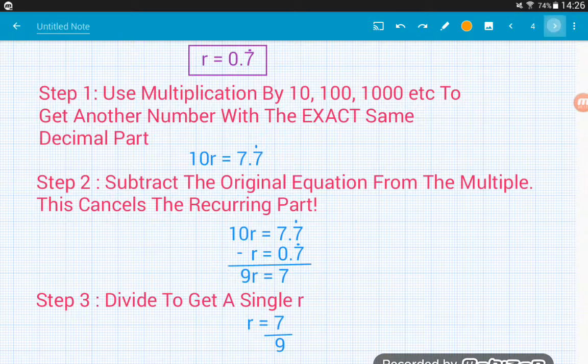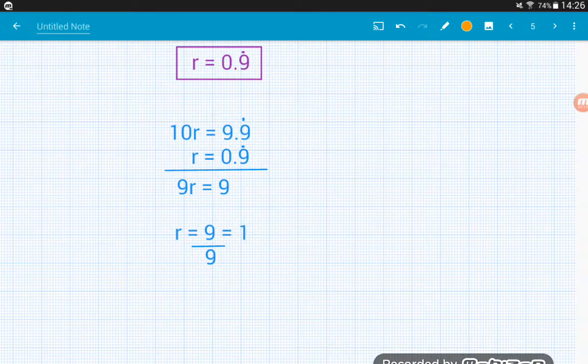Something pretty bizarre happens if we play this with 0.9 recurring. Again, carry on as we just have: multiply by 10, 10R is 9.9 recurring. Do the subtraction and we get 9R is equal to 9. Then if we divide by 9, we get R equals 9 divided by 9, or 1.